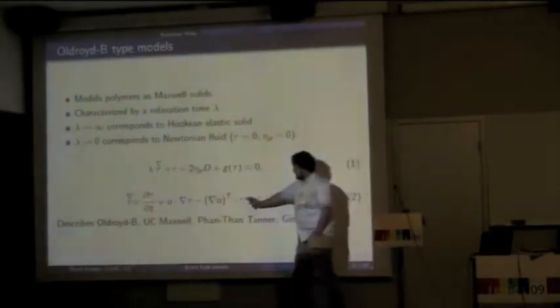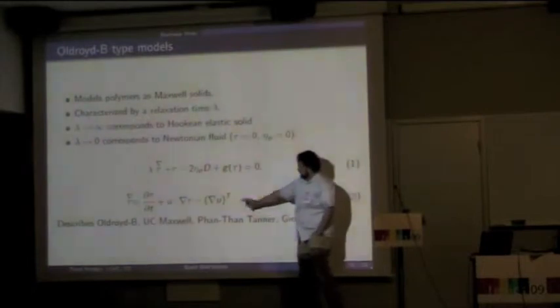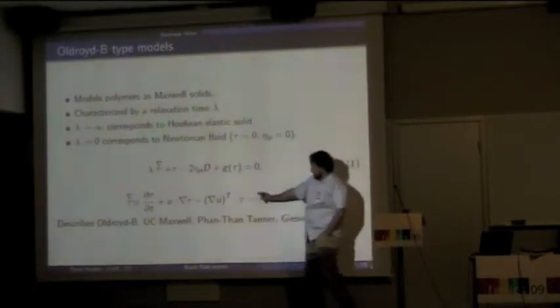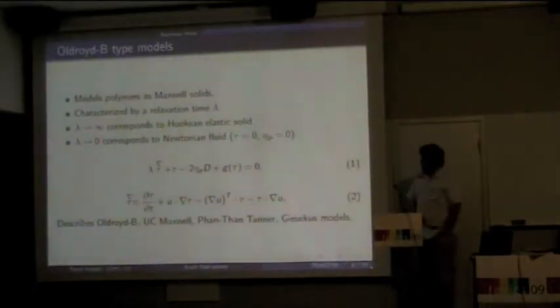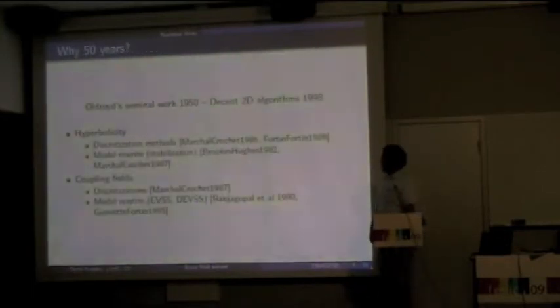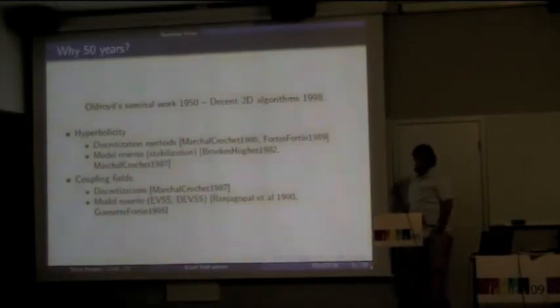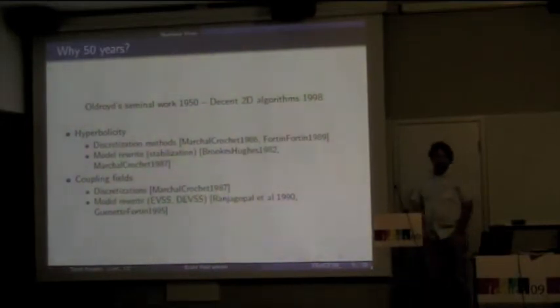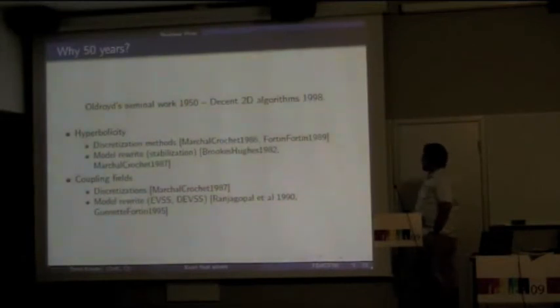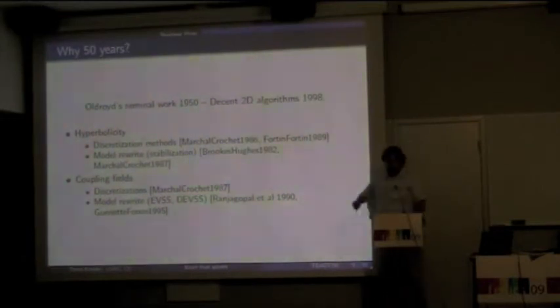When lambda gets larger, you have quite a few nonlinearities that come out based upon the convective stress. And so it's gone from 1950, when Oldroyd's seminal work was developed, to some decent 2D algorithms. There's much debate as to whether they even have solutions that exist for these things in 3D.